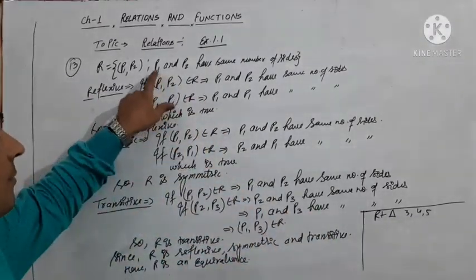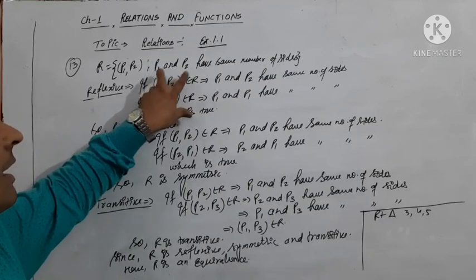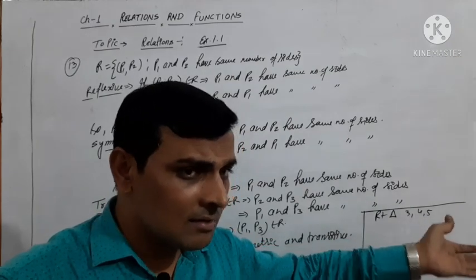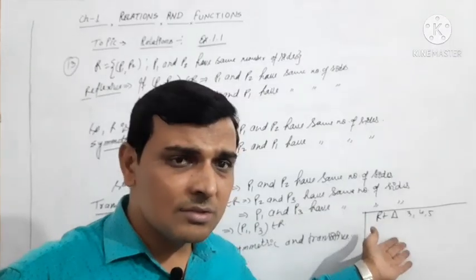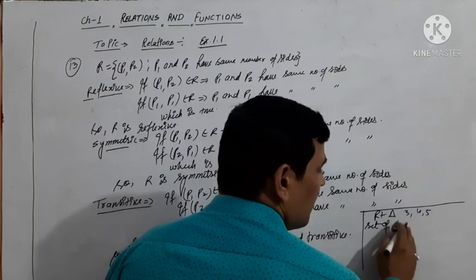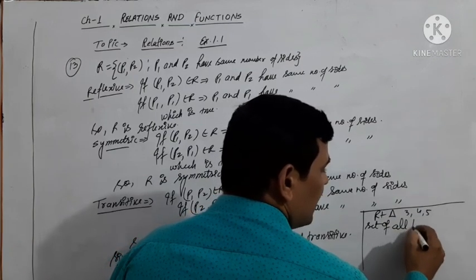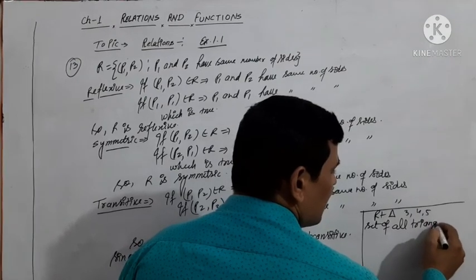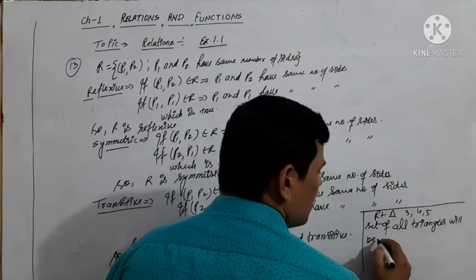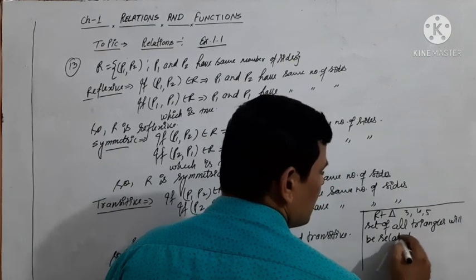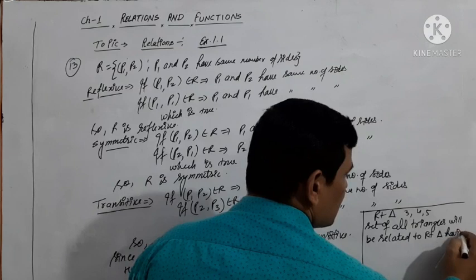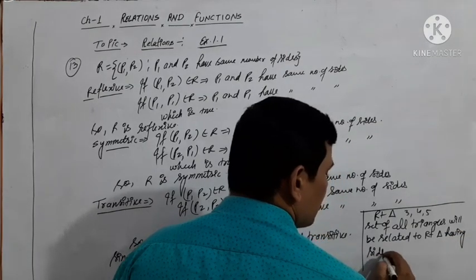What is the relation? We will check the relation. Both polygons should have the same number of sides. So this is a triangle, so what will be the set of elements related to it? The set of all triangles will be related to it. Okay? We will write: set of all triangles will be related to the right triangle having sides 3, 4, 5.